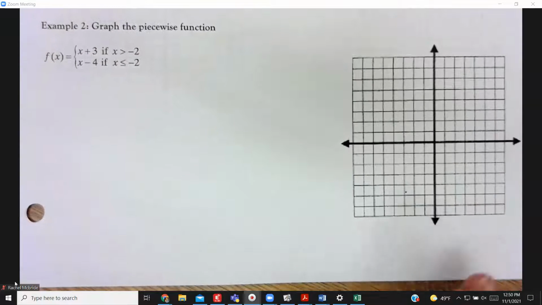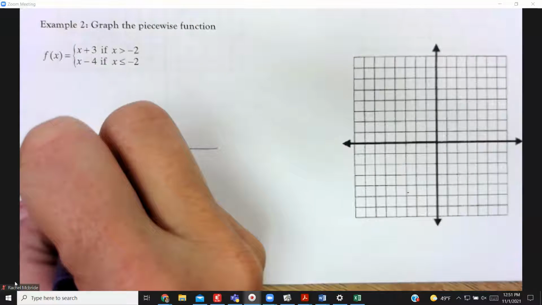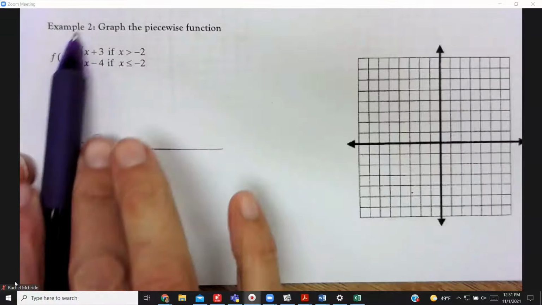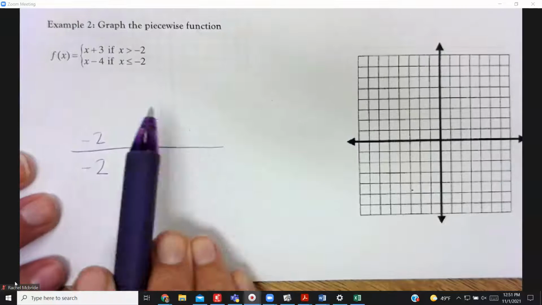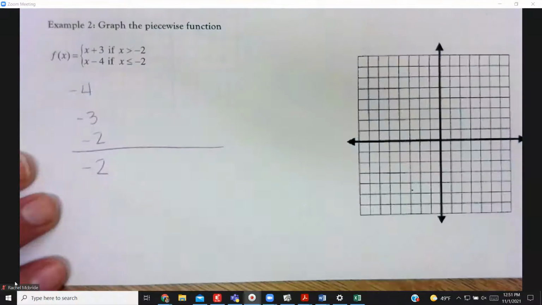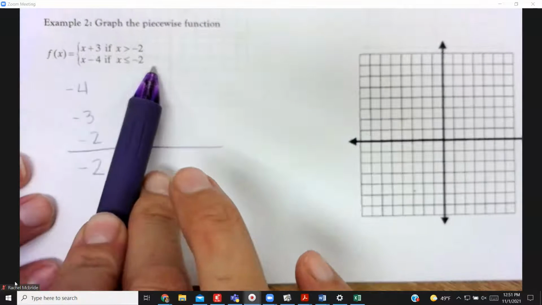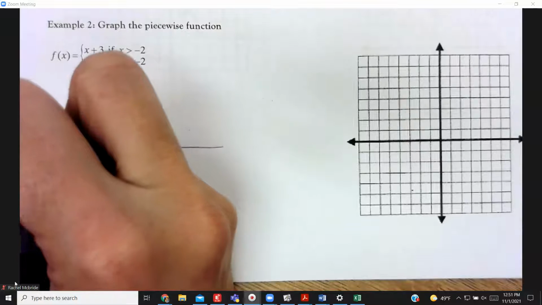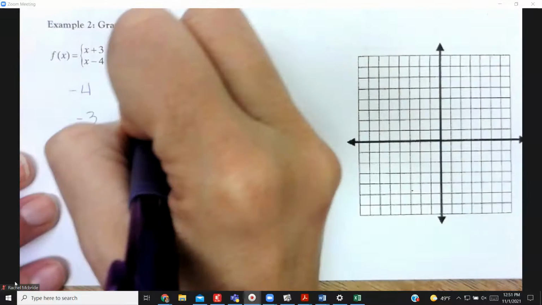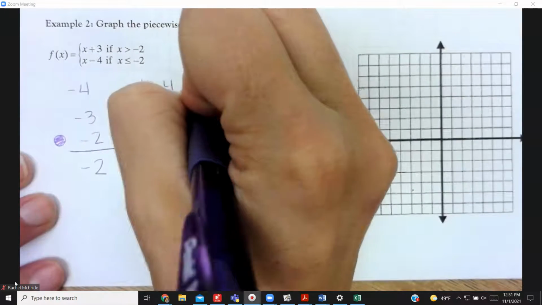In example 2, we have one breaking point. So my table only has one duplicate number at -2. Here's where you have to be careful about what numbers you plug in where. Values smaller than -2 are like -3 and -4. And we're using this function here because these are x values less than or equal to -2. This is a closed circle. So it's -4 minus 4, -3 minus 4, and -2 minus 4.